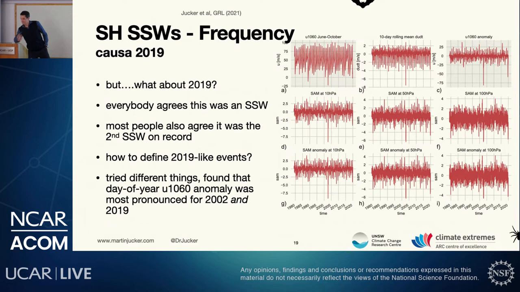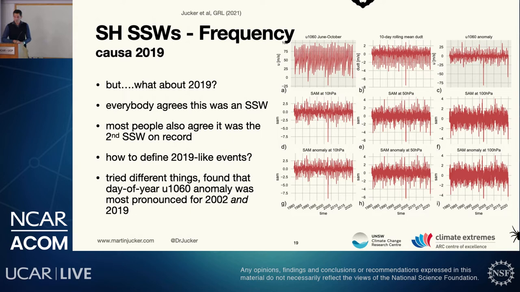Something like 2019, you wouldn't have counted in these statistics, or would you? No, thank you. That's the next slide, the next part. Yes, you are exactly right. But what about 2019? Everybody agrees it was a southern warming, but it doesn't conform to the northern hemisphere southern warming. And most people also agree that there were just the two, that there weren't really more of them which are similar. So how do we define something else that we then can look at in the model data?